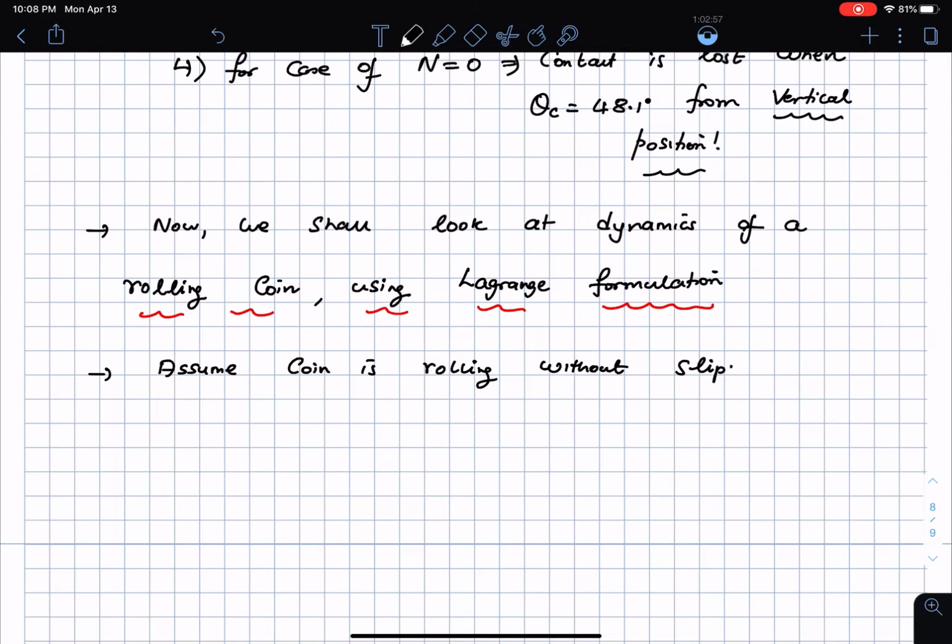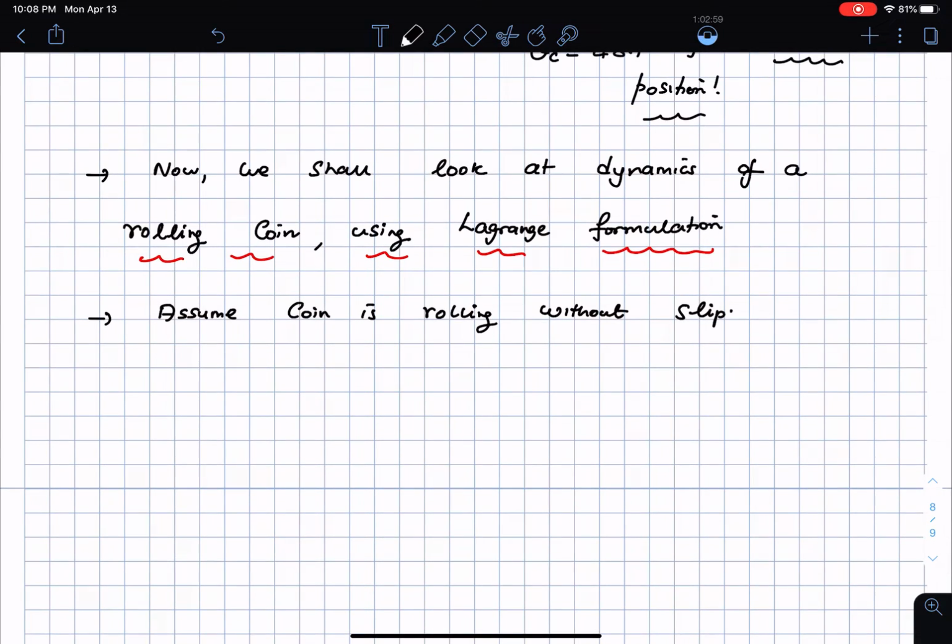Okay, and what we will see is that the coin, if it is rolling without slip, is going to end up being a non-holonomic constraint for the problem. This is the idea of rolling without slip in 3D. So this is a 3D problem, and this will end up being a non-holonomic constraint. And we will see this, of course, in the process of solving the problem.